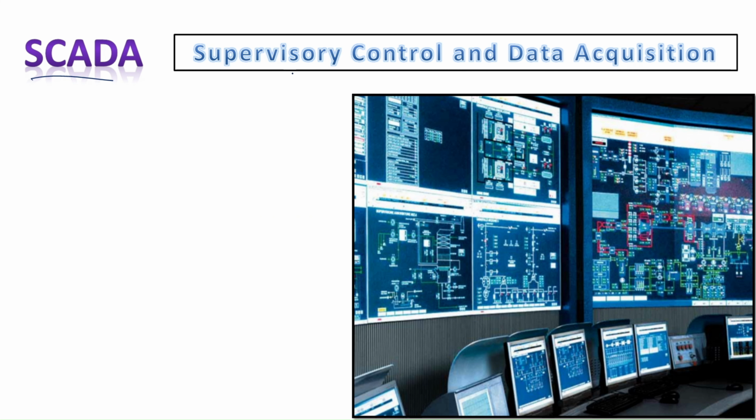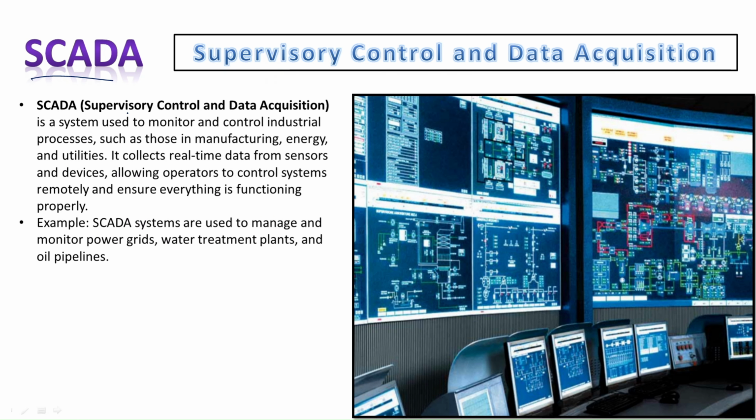SCADA, that is supervisory control and data acquisition. So SCADA is a system used to monitor and control industrial processes such as those in manufacturing, energy, and utilities. It collects real-time data from sensors and devices, allowing operators to control systems remotely and ensure everything is functioning properly. For example, SCADA systems are used to manage and monitor power grids, water treatment plants, and oil pipelines.